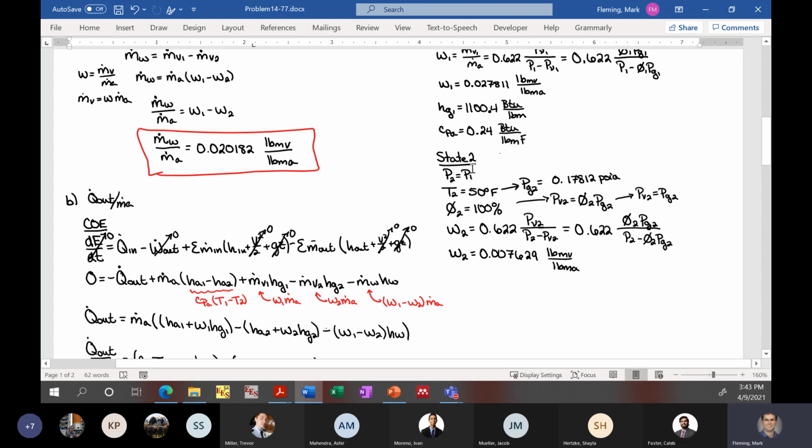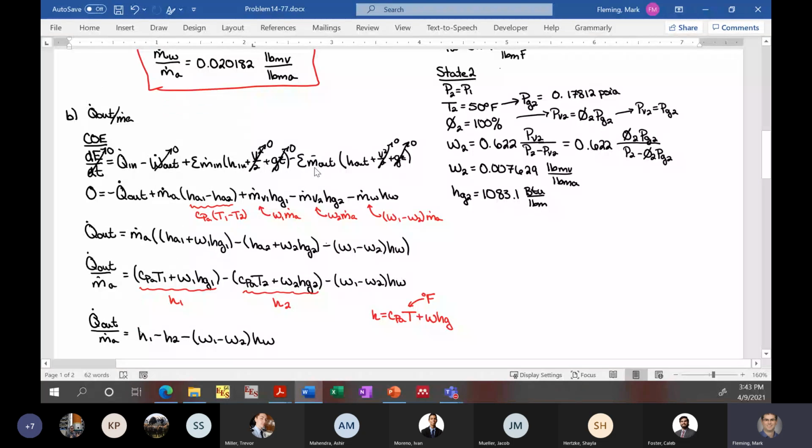Okay, so there we go. We have state 1 in terms of the enthalpy. Now let's finish state 2. For state 2, we're going to need h sub g2. Again, this is only a function of temperature. When we do the lookup, we get 1,083.1 BTU per pound mass. So we have the enthalpy of state 2.